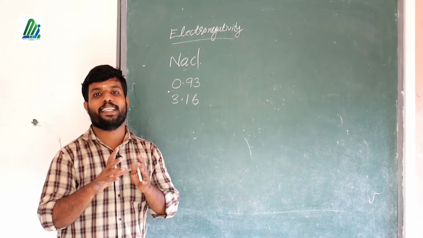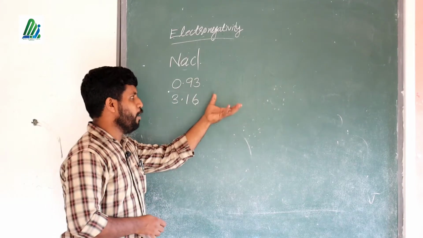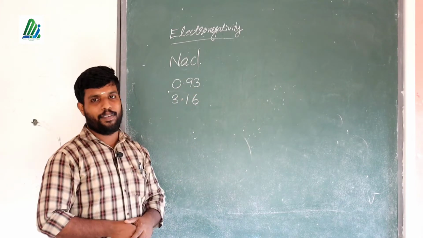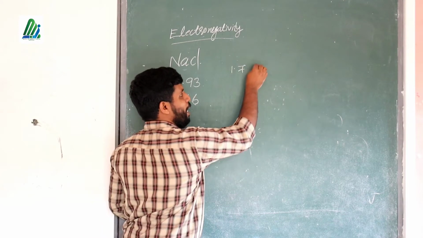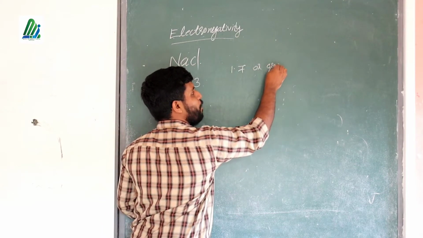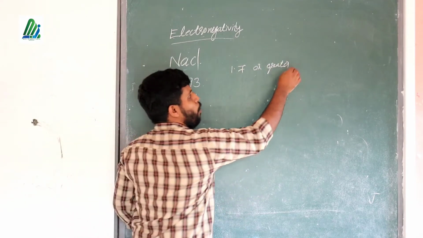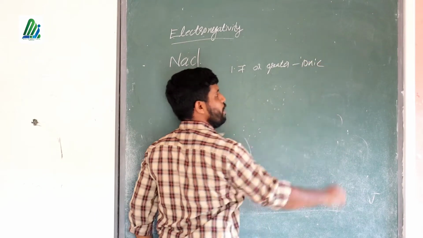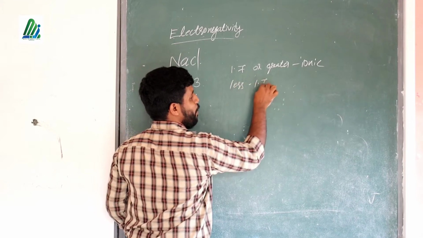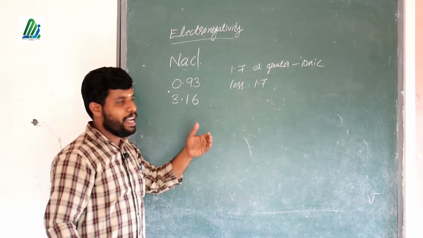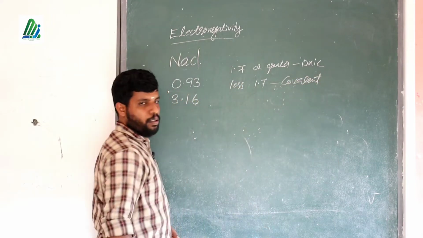Find the difference in the electronegativity values. If the difference is 1.7 or greater than 1.7, that compound is ionic. If the value is less than 1.7, that compound is a covalent compound.